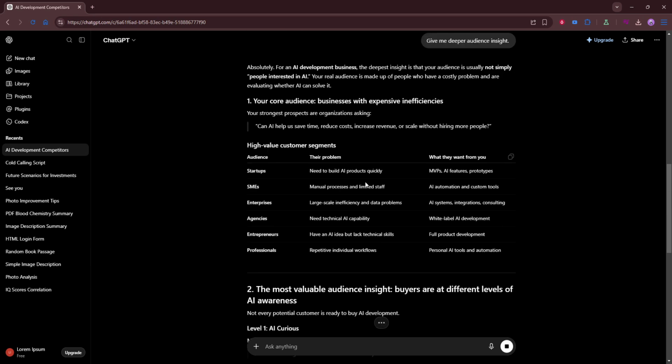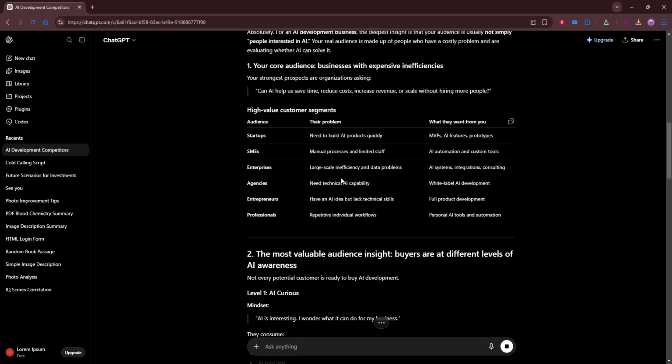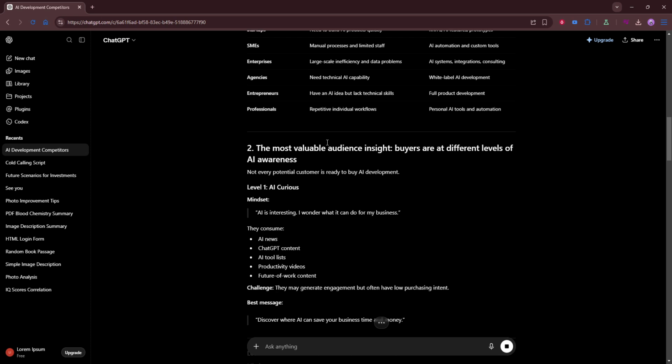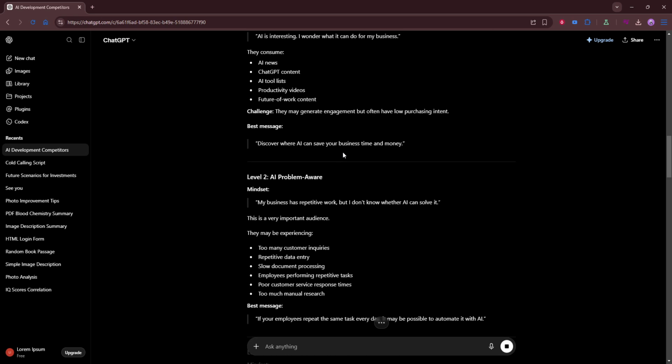Then compare these audiences across multiple competitors. This step is important because patterns begin to emerge. You may notice that several competitors are all targeting the same type of person in a very similar way, or you might see differences in age, priorities, budget level, or experience level.